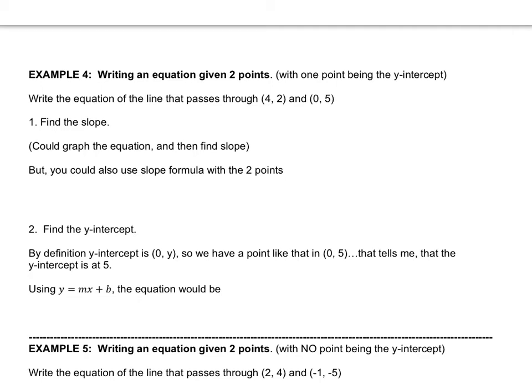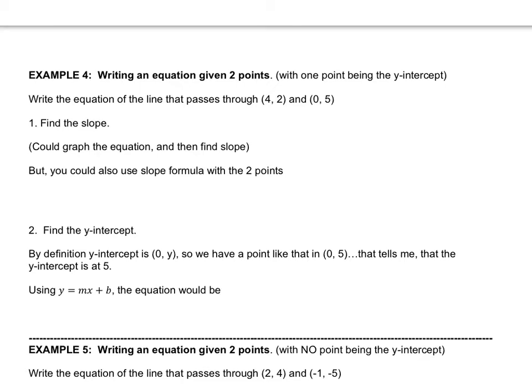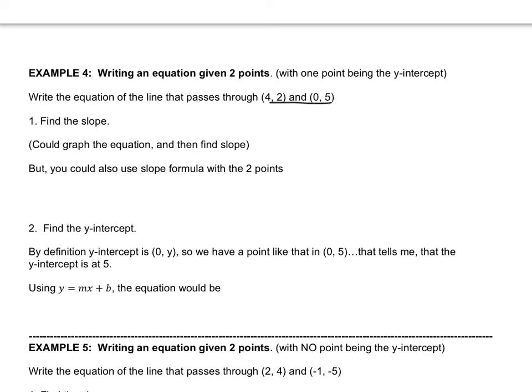So this first example says writing an equation given 2 points with one of them being the y-intercept. So we have to write the equation that passes through these 2 points. So one alternative is to plot it, but I'm going to show you another way. The other way is to find the slope using the slope formula. So remember, the slope formula is y2 minus y1 over x2 minus x1. So let's go and let's label. So we have x1, y1, and x2, y2. So now we just go and we plug in our numbers.